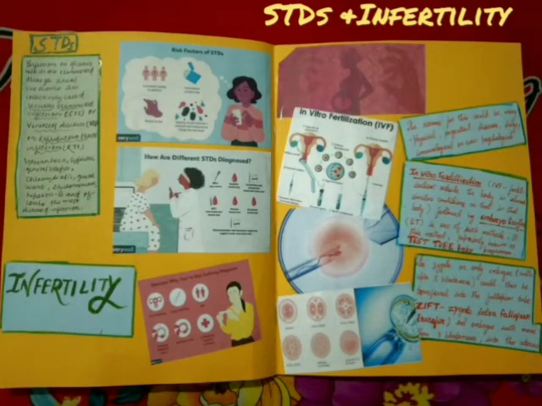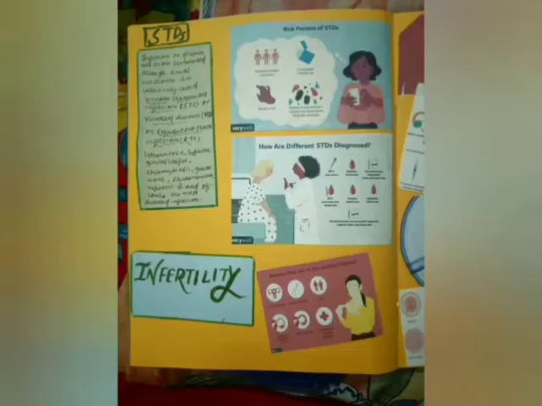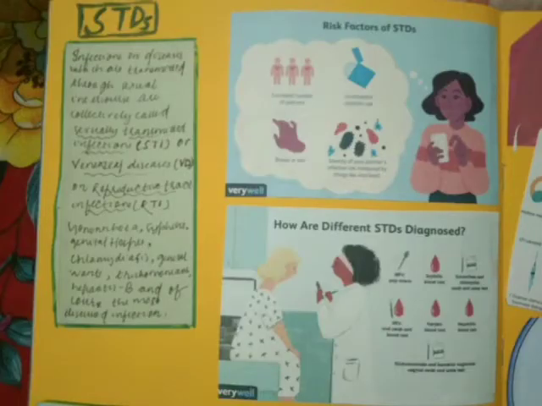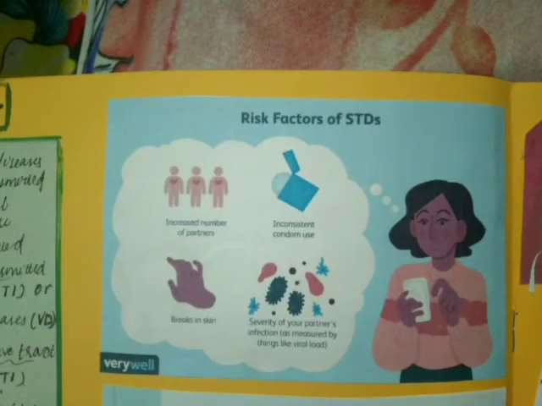Sexually transmitted diseases or STDs. Infections or diseases which are transmitted through sexual intercourse are collectively called sexually transmitted infections, venereal diseases, or reproductive tract infections. Gonorrhea, HIV/AIDS, syphilis, genital herpes, genital warts, hepatitis B, etc., are some of the most discussed infections.